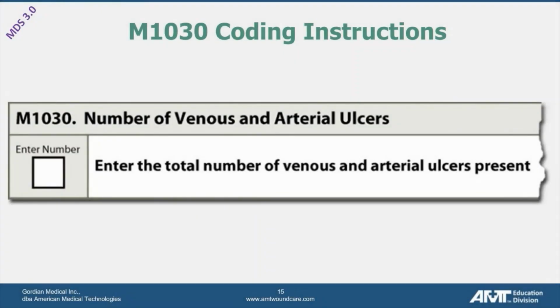In the MDS, Section M, you have a block to report the total number of venous and arterial wounds. However, there is no reporting mechanism for the details regarding these wounds. Those important details will need to be in your wound documentation that you put in the resident's chart.